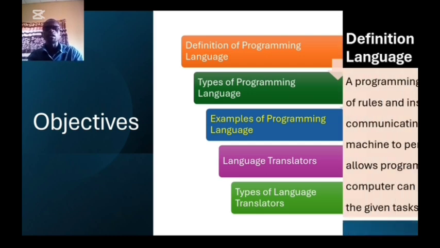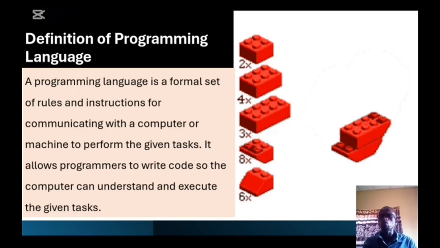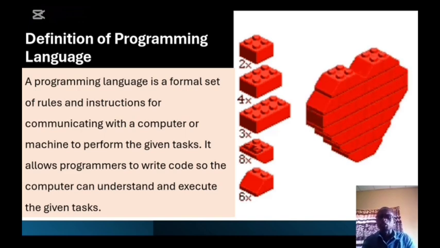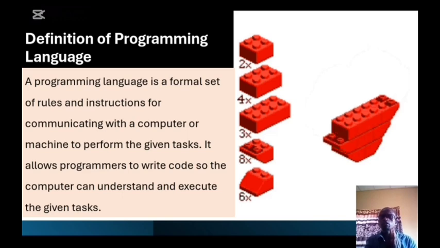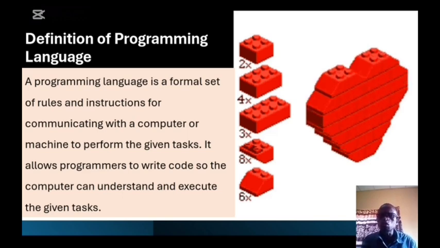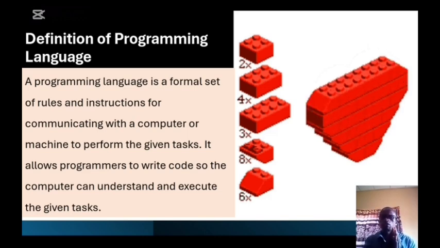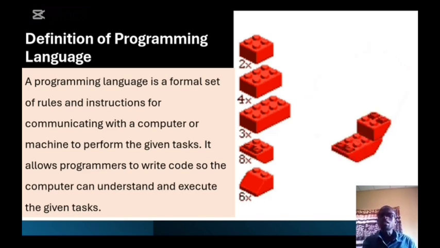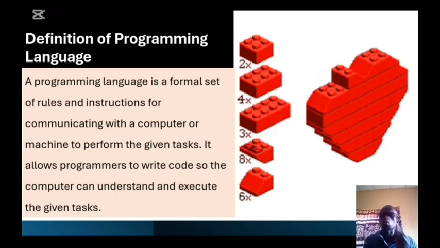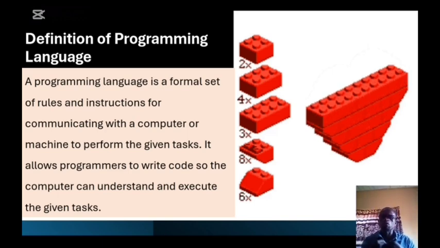What is programming language? A programming language is a formal set of rules and instructions for communicating with a computer or machine to perform the given tasks. It allows programmers to write code so the computer can understand and execute the given task. That is the language that we use to give instruction to computer so that it will be able to do what we want it to do for us.